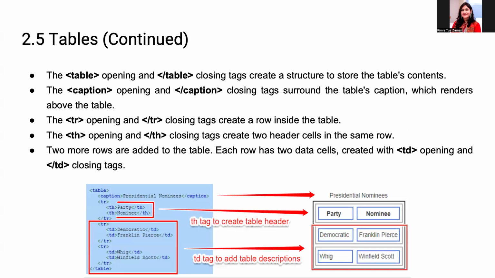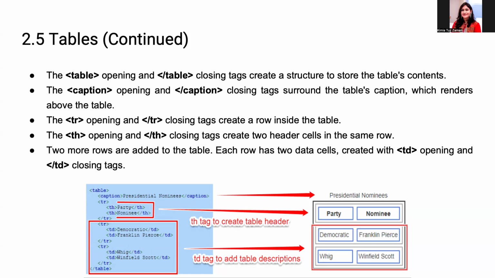So now let's see everything we learned about tables with a real example. We start with the table tag to create the table itself, and inside it we add a title using the caption tag. In this case, the title is Presidential Nominees, which the browser displays above the table.